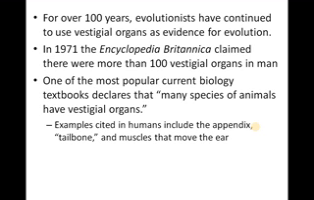For over 100 years, evolutionists have continued to use vestigial organs as evidence for evolution. In 1971, the Encyclopedia Britannica claimed that there are over 100 vestigial organs in man. One of the most popular current biology textbooks declares that many species of animals have vestigial organs. Examples cited in humans include the appendix, tailbone, and the muscles that move the ear.